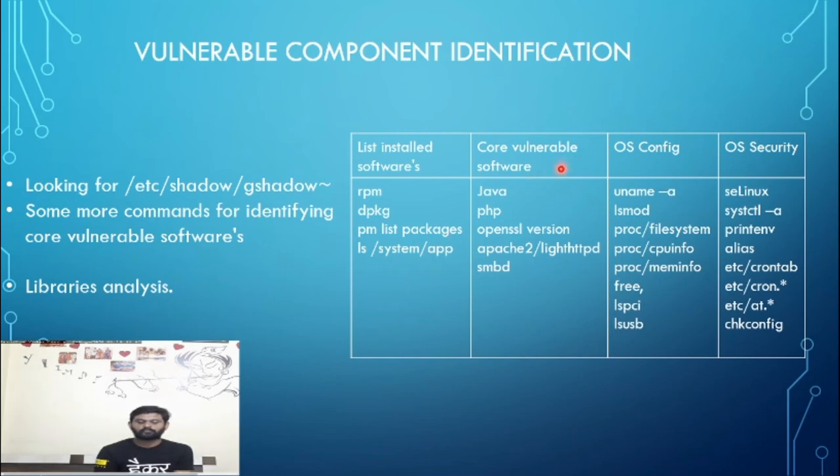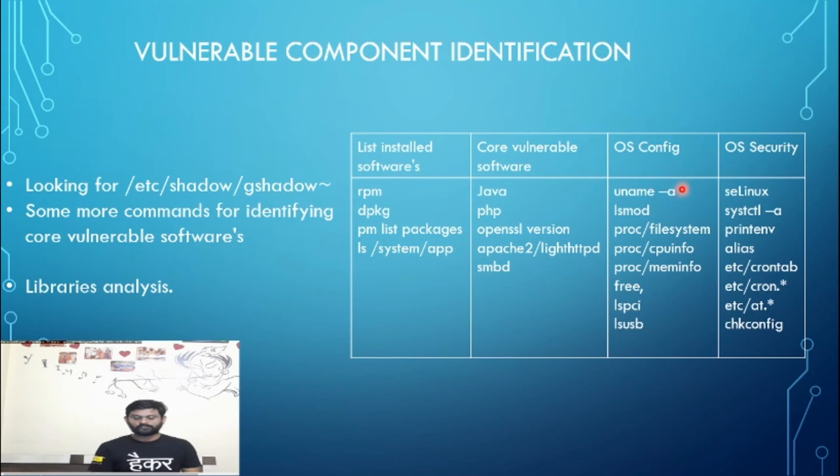Then you can look for the core vulnerable software, like if there is a Java install, what version of Java is in use, what version of PHP is in use. Then you should take a dump of which version of OpenSSL is in use, and you should take a dump of the Apache 2 or lighttpd document root, and you should check for the SMBD configurations. These are the four aspects which you should ensure in system internal testing.